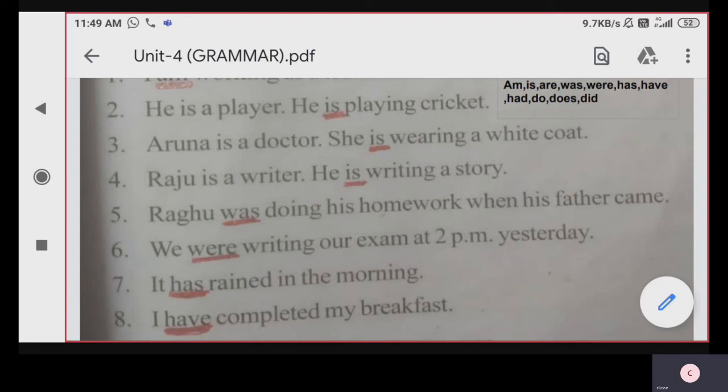In this, the main verb is completed. And the auxiliary is have. Underline the word have. Next.